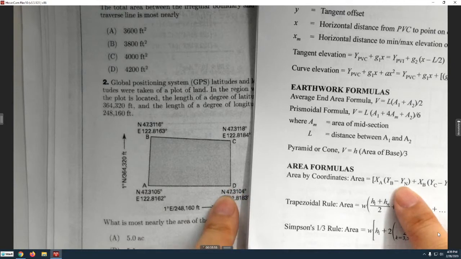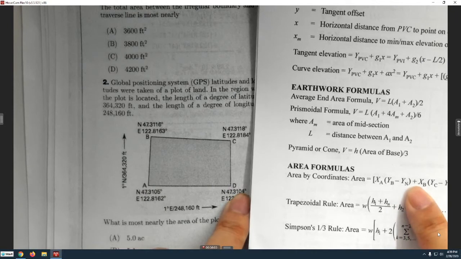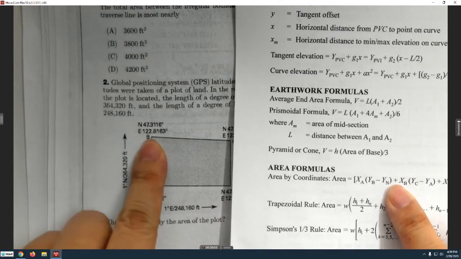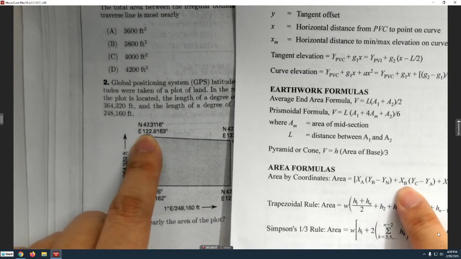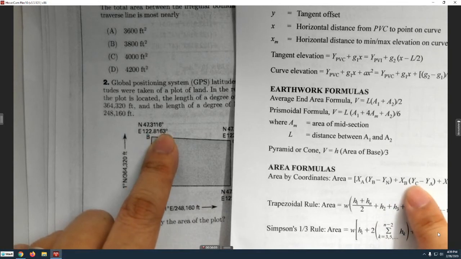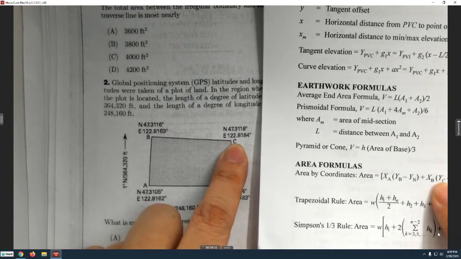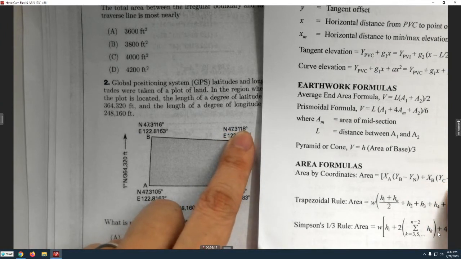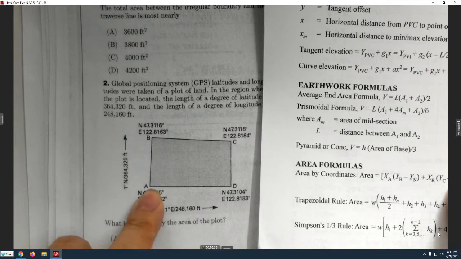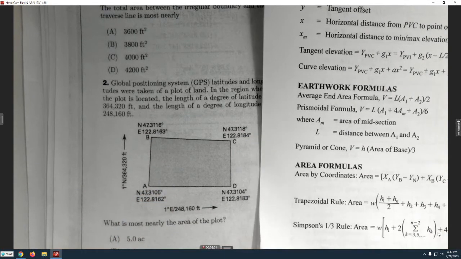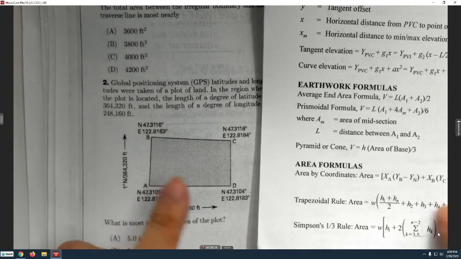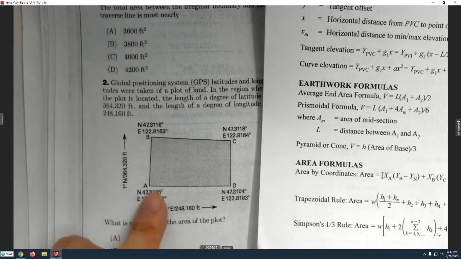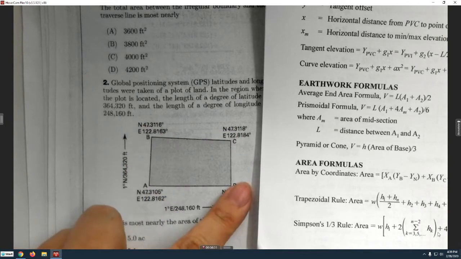So minus 47.3104. Keep going. Plus XB, move on to here. You use 122.8163 times the next point, YC, 47.3118 minus YA. So the other side of B. So minus 47.3105. So do the calculation until you have done this for each point: point A, point B, point C, and point D.